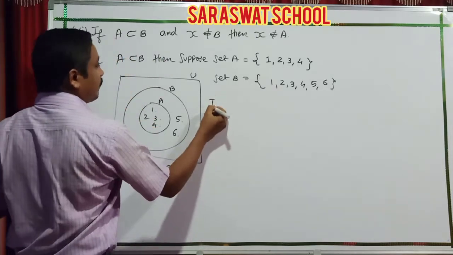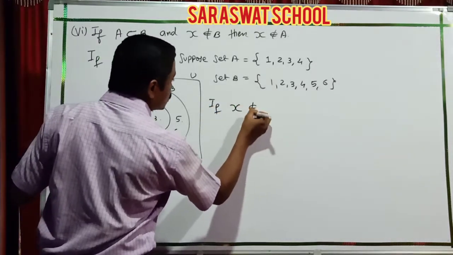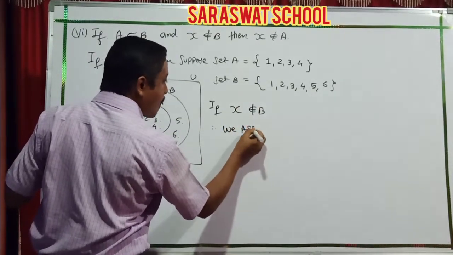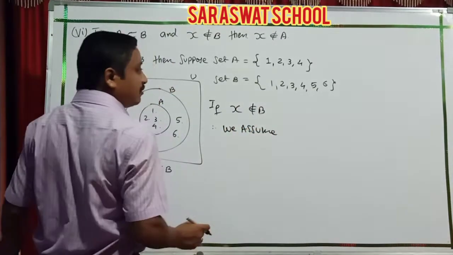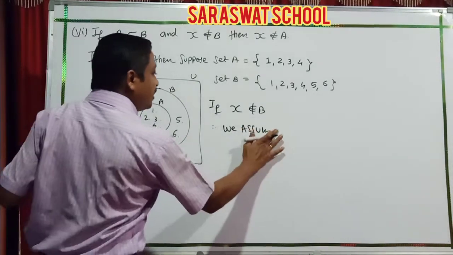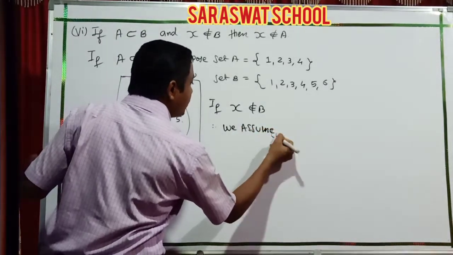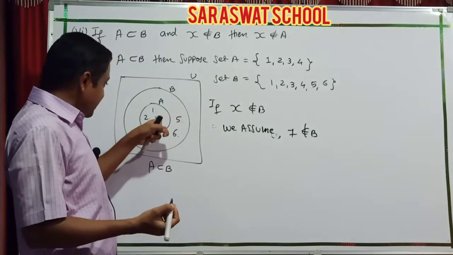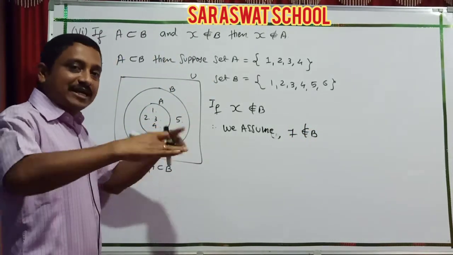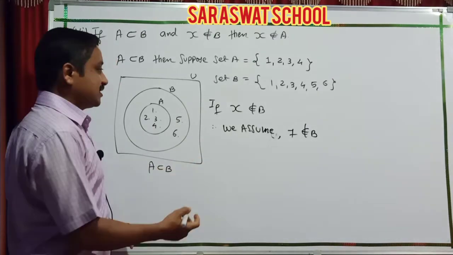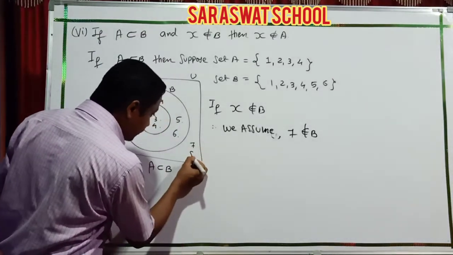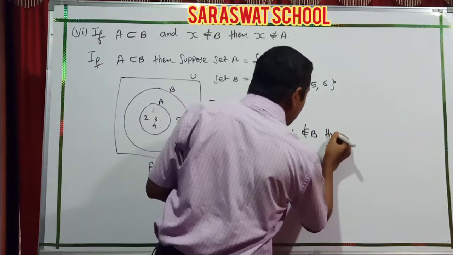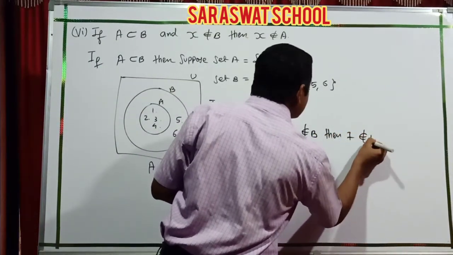So if X does not belong to B, we assume, okay, other than B. What is other than B? Yes, it may be 7, which does not belong to B. Check: is 7 present in A? No, it is outside the range. Sometimes it is present here: 7, 8, 9. So 7 does not belong to B, then surely 7 also does not belong to A.